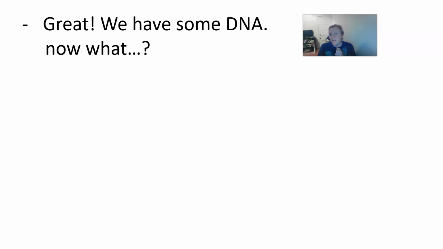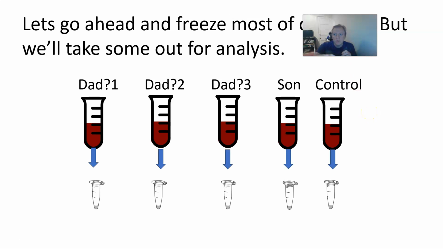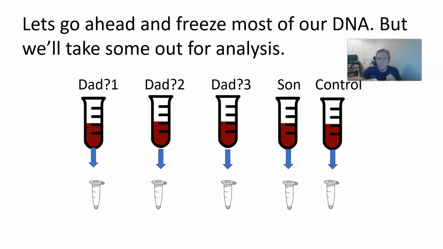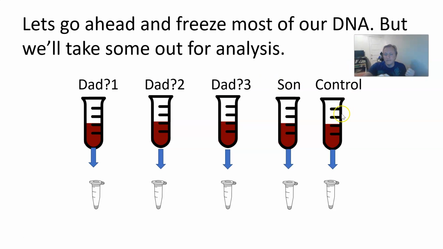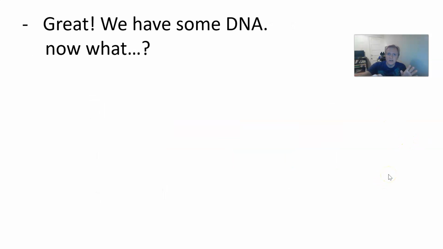Cool. So we've got some DNA. That's fantastic. Well, now what are we supposed to do with it? Let's go ahead and freeze most of our DNA, which we have in these larger tubes here for dad (1), dad (2), dad (3), son, and our negative control. This negative control, by the way, would just consist of basically whatever buffers and whatever solutions we use for all these other steps, but should not contain any DNA. But anyway, I'm getting off topic. Let's go ahead and freeze most of this.